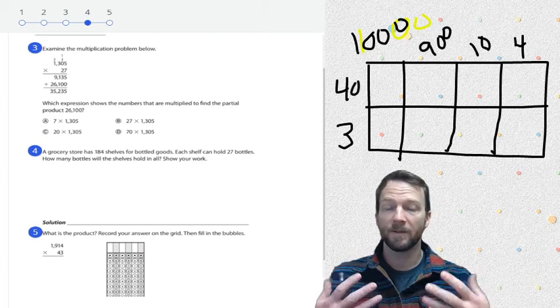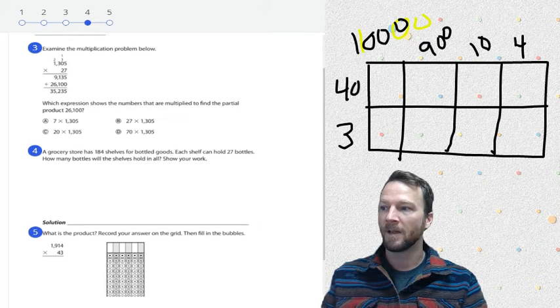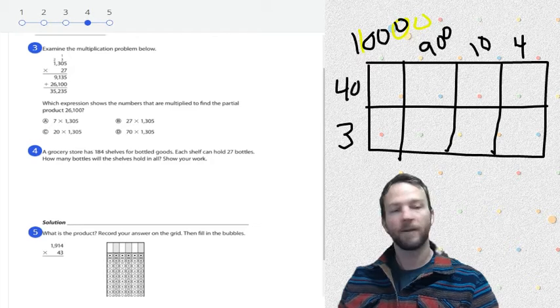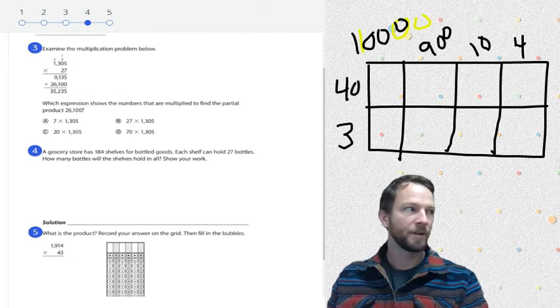If it was me, I would do the standard algorithm because I don't want to have to do all those and then add them all up. But I also like the area model. So either one works. Whatever gets the right answer, just make sure you show your work in the show your work section. All right, good luck.